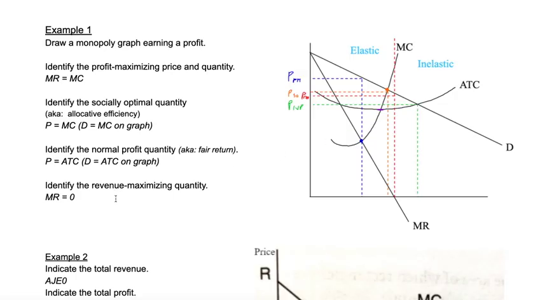Last but not least is the revenue maximizing quantity. That is where MR equals zero. That is this red line. Okay, if you think back to earlier in the semester, where do you maximize utility? When the marginal utility is zero. Think about a previous unit recently, unit 3. When do you maximize total product as a firm? When marginal product is zero. Well, where do you maximize total revenue? When marginal revenue is zero. So that'd be right here.